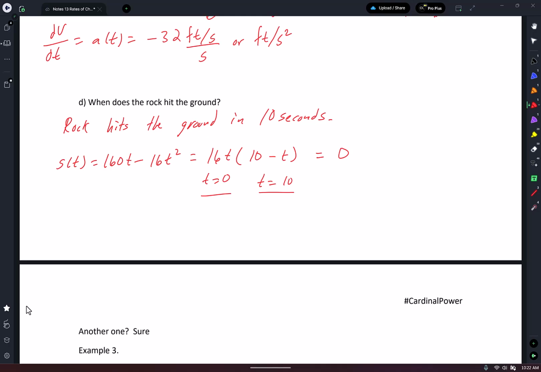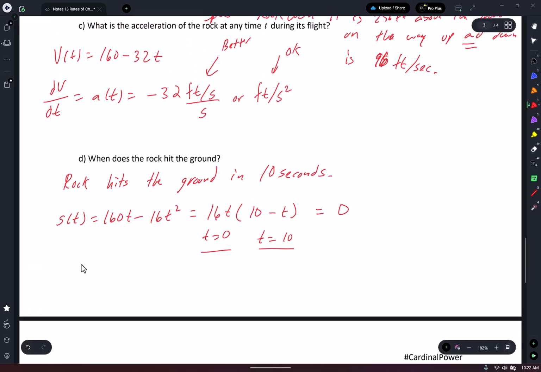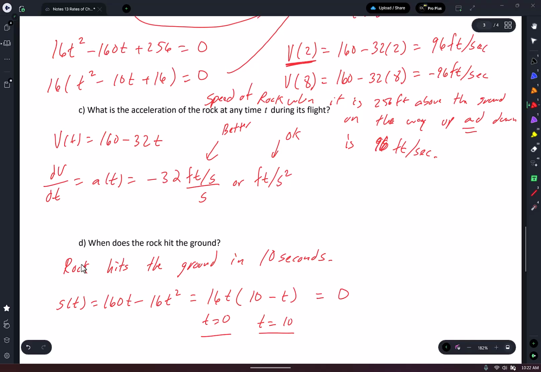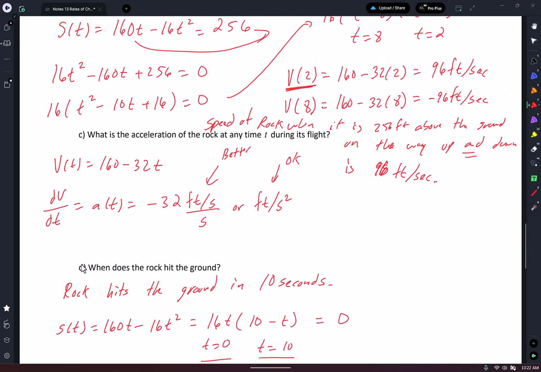Can you go back to C? I don't understand why 32 is negative. It's negative because we're saying that down is negative. So the acceleration due to gravity is pulling it down. Or you can just take the derivative of this. Look at this. I'm taking the derivative of velocity. The derivative of 160 is 0. The derivative of negative 32t is just negative 32.